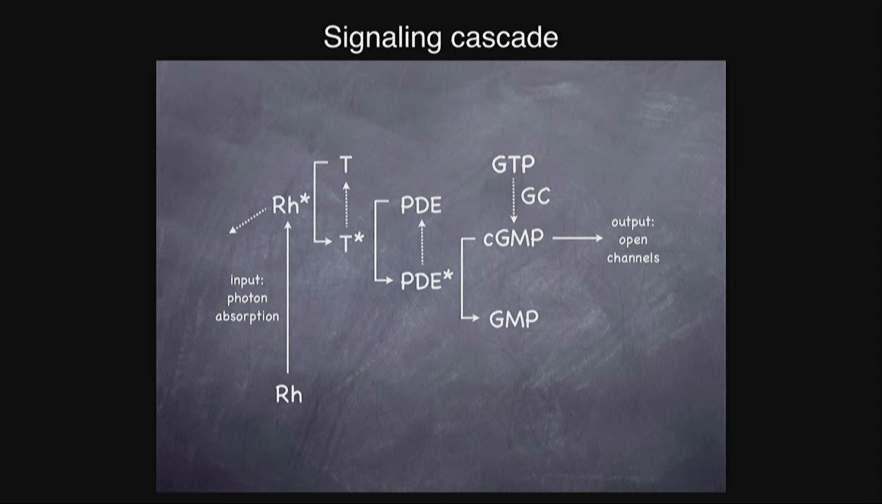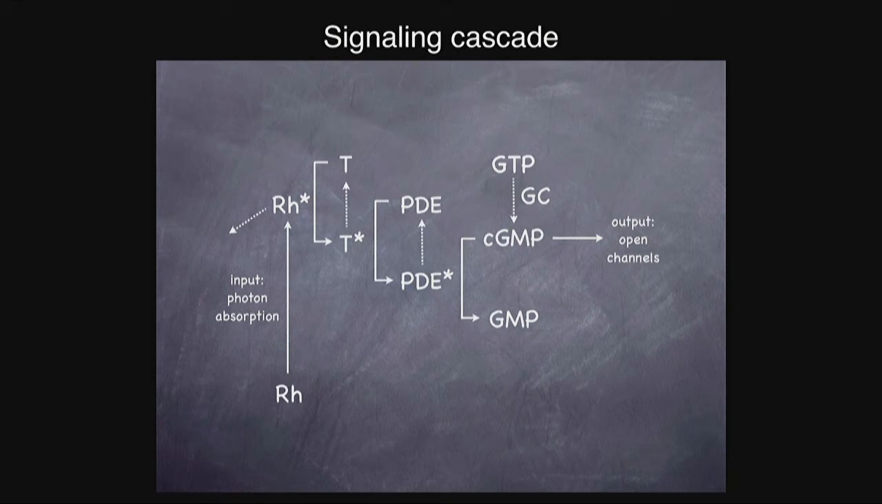Why do you need a signaling cascade like this? What's really amazing about single photon absorption is that in the beginning you just have one single event, one single photon, one single molecule. But in cells you typically have thousands of molecules. So how do you get from one photon to a macroscopic current flowing through the membrane of the photoreceptor? Well, you need to multiply the signal, and this is a signal multiplication scheme.